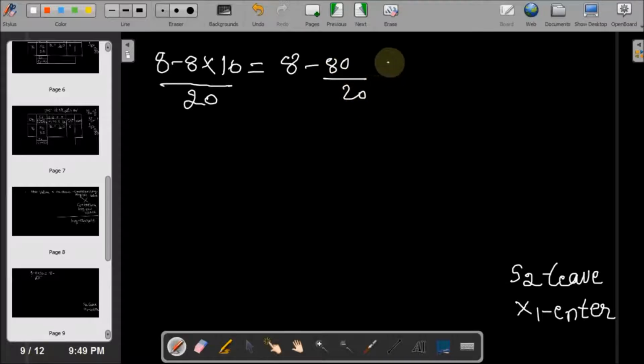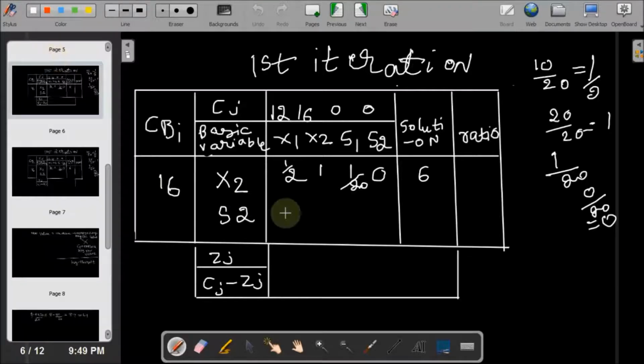Right? So 8 minus 4 is equal to, what is the value? 4. Getting, guys? So this is the new value for S2, first element. This is the first iteration. Don't get confused. So what is the new value of S2 now? 4. New value of S2 is 4. In the same way, I have to find out all the new values for S2.